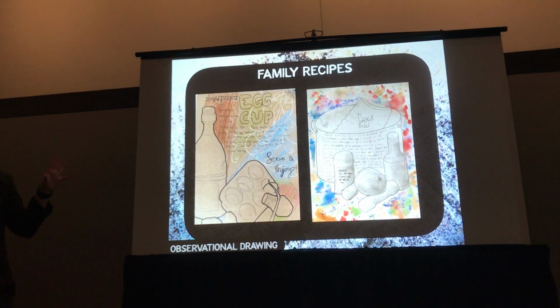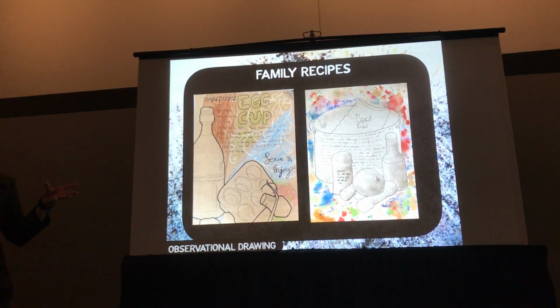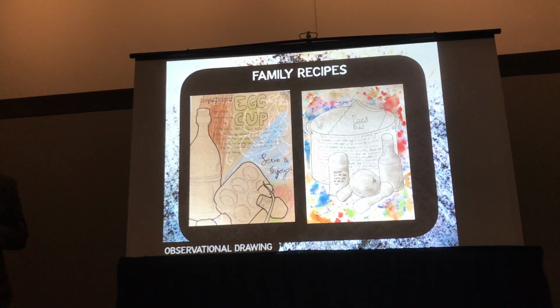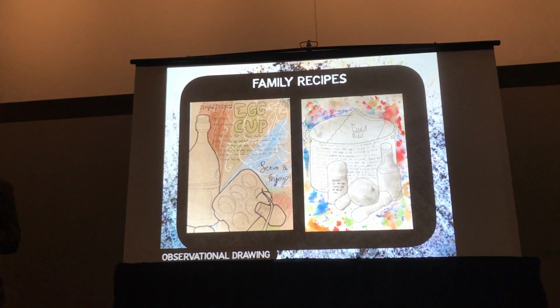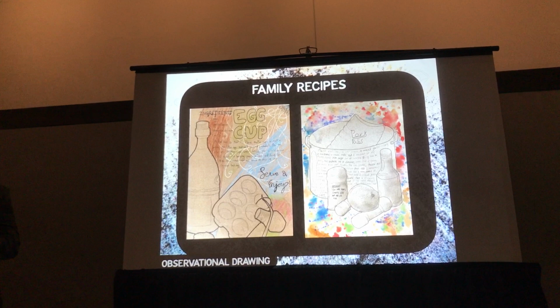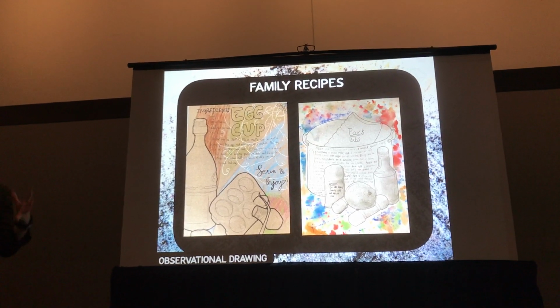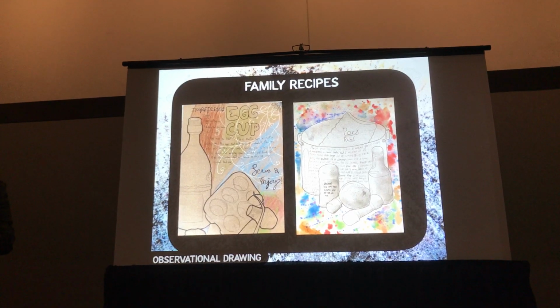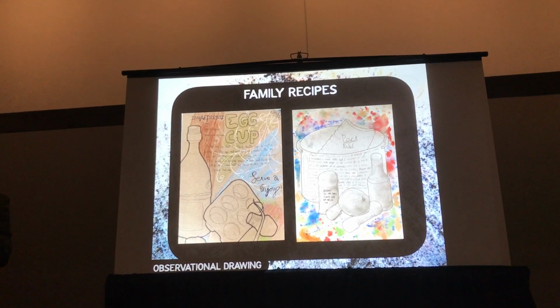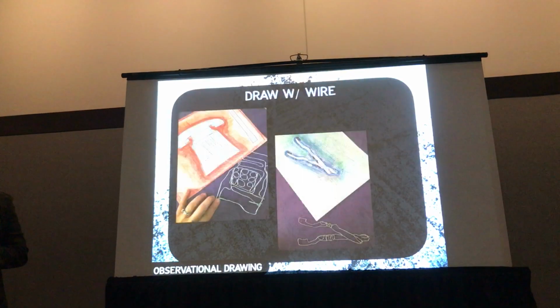So a great way to kind of incorporate the contour and the observational drawing together is to ask students to bring in family recipes that they've had. It connects them more with their parents and grandparents. And also they bring in objects and talk about the history of cooking and how that brings us together. So just kind of tweaking that up.